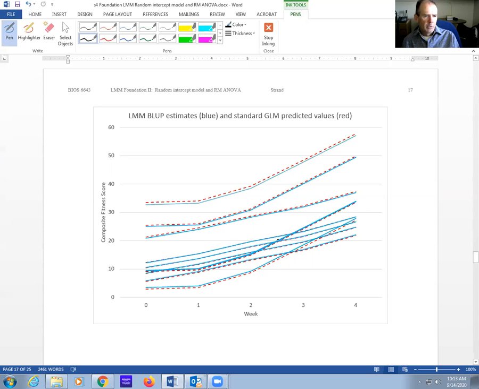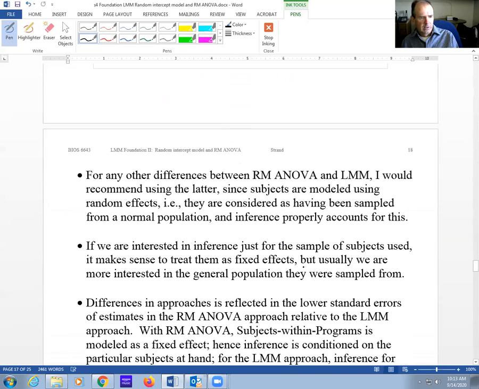But this shows us with the lower intensity program, it looks pretty linear. Whereas the higher intensity program, it takes a little bit of time to see the fruits of it. But by the second, third, fourth week, you see the benefits of the higher intensity program demonstrated there.